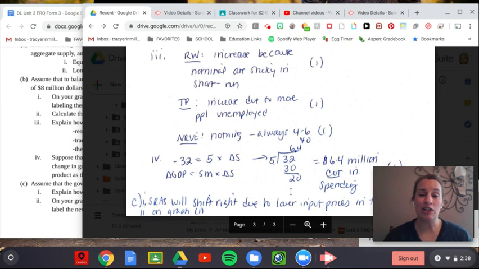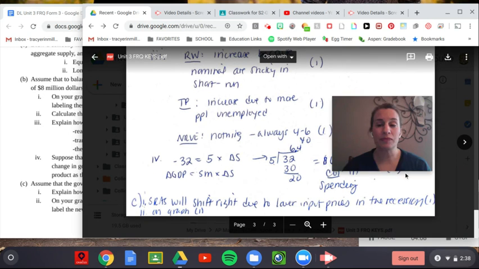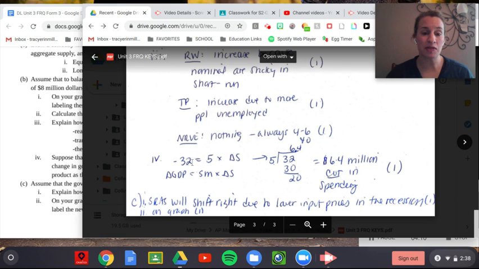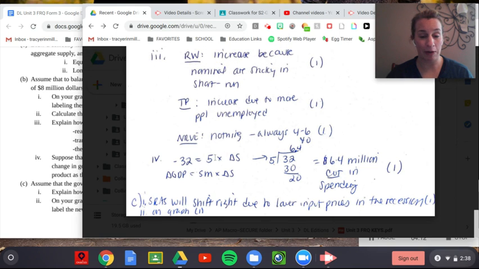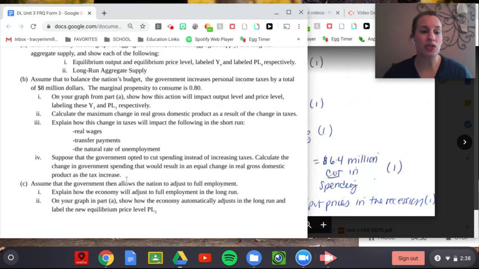So we needed to change the aggregate demand $32 million. So 32 million equals 5, the spending multiplier, times what amount of spending. So if we just divide 32 by 5, we come out with 6.4. So they would need to do a $6.4 million cut in spending in order to have the same impact on the GDP. Now we have to do the long run adjustment. So the government is going to allow this economy to adjust in the long run, and then we have to show it on the graph.